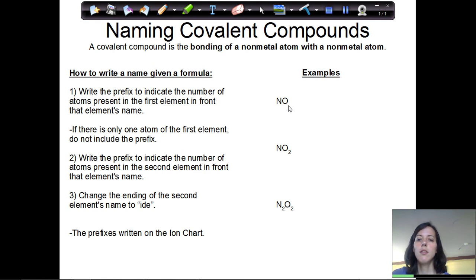So to name NO, we are going to write the prefix to indicate the number of atoms present in the first element in front of that element's name. There is an exception to that. If the first one only has one atom present, we won't include the prefix. So this atom only has one of it present, so we won't call this mononitrogen, we are just going to call that nitrogen.